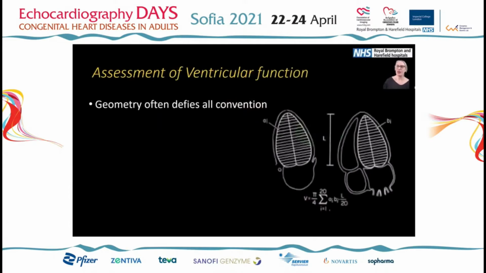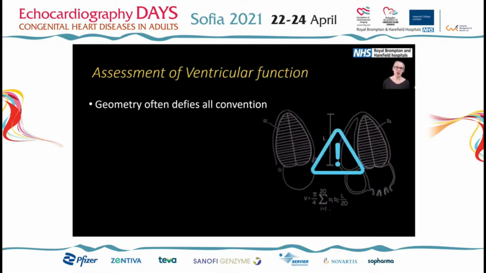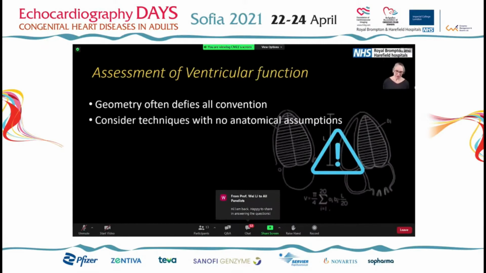So the assessment of ventricular function is really difficult in these patients because the geometry often defies all convention. Remember the other day I spoke about the Simpson's formula and the anatomical assumptions of that, it's this prolate ellipse. Sometimes we don't have a ventricle that looks like a left ventricle. It might be a right ventricle, it might be double inlet. So we need to turn to strategies that are not based on geometric assumptions.